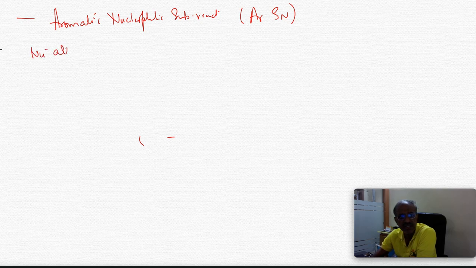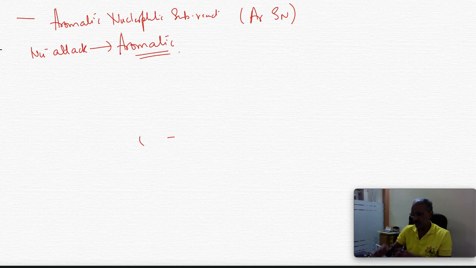Nucleophile attacks, but in this case it will attack an aromatic ring. It will attack an aromatic ring, nothing else. Previously I have shown you in SN1 and SN2 it attacks a normal aliphatic compound, right? But in this scenario it directly attacks the aromatic ring, that means the benzene ring, aromatic ring.